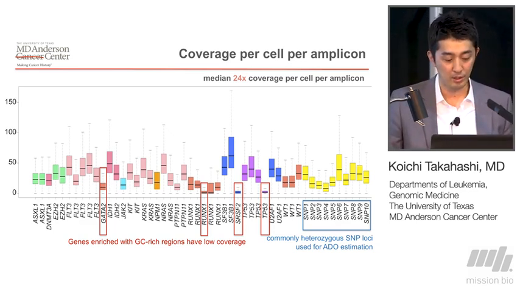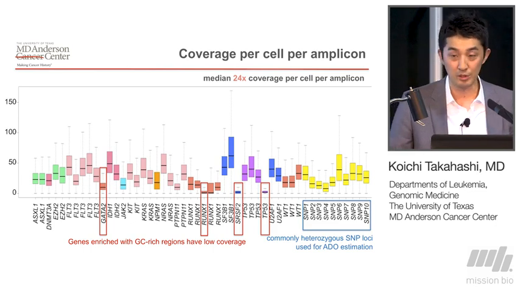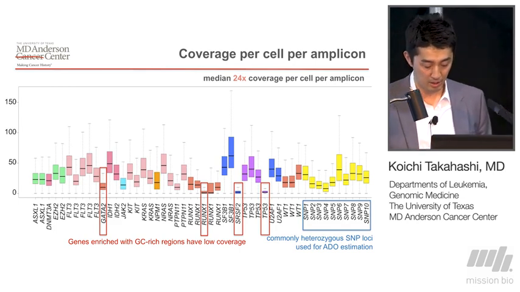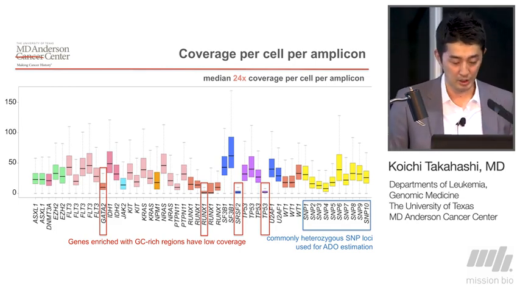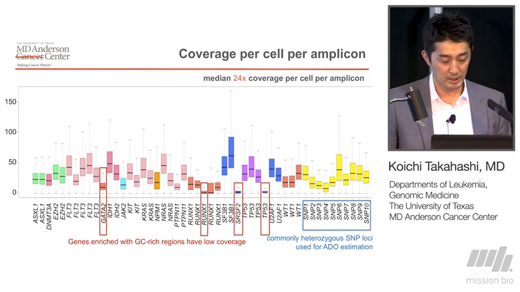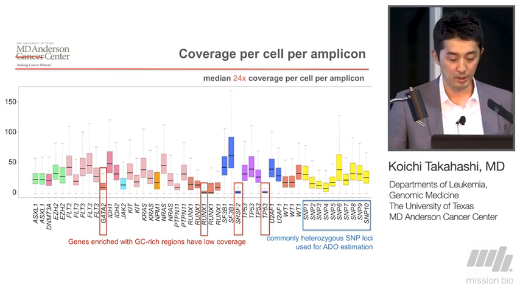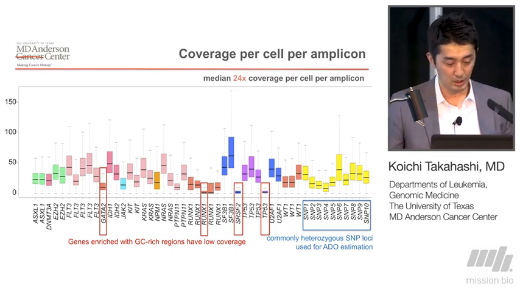And some of the amplicons, which cover mostly the GC-rich region, suffered low coverage, but these problems were overcome by using the HiSeq and also NovaSeq machines. So when we used the MiSeq for this project, we had low coverage for these amplicons, but by increasing the sequence depths, we were able to overcome those problems.